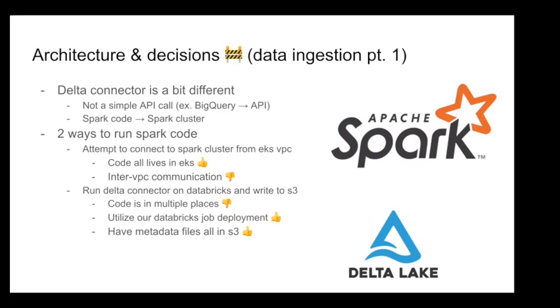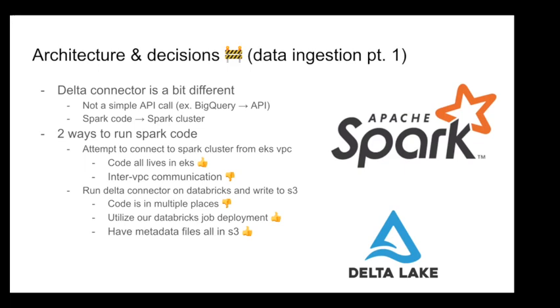Most of the connectors for Amundsen are API calls. My example here is the BigQuery API, right? You put some credentials in, you call the API, and you get your list of tables. AWS Glue, very similarly: call the AWS API, you get your list of tables and schema. The Delta connector is pretty different in that it's actual Spark code that needs to run on a Spark cluster. So this makes it a little bit tricky for where we want to run this.